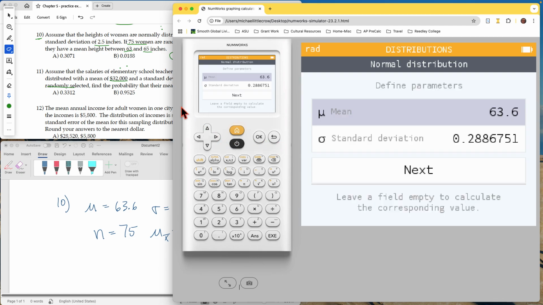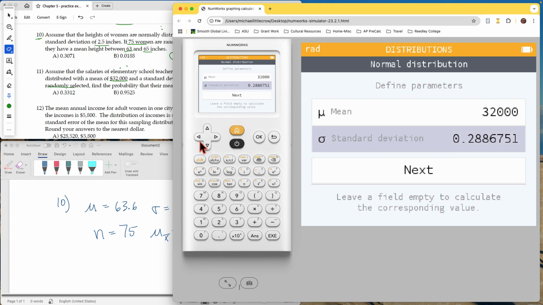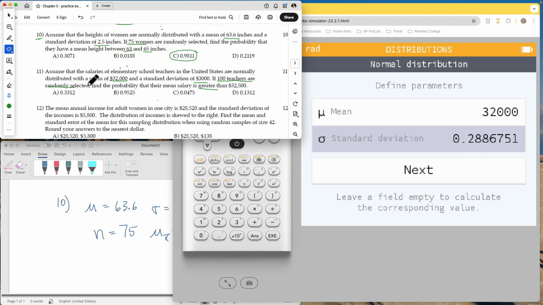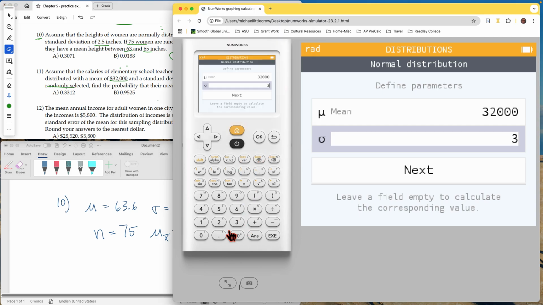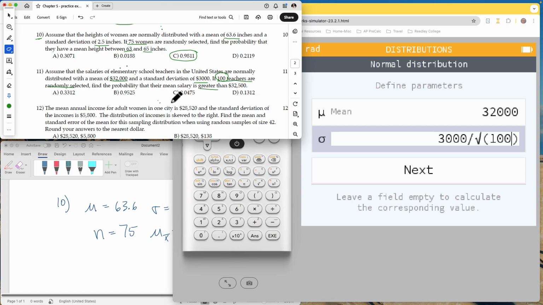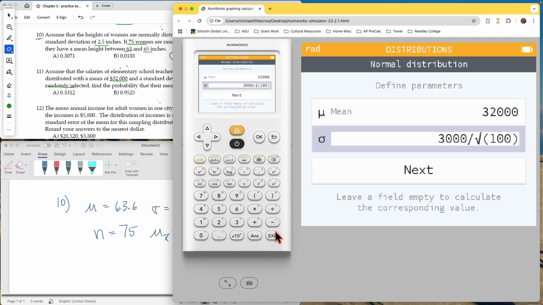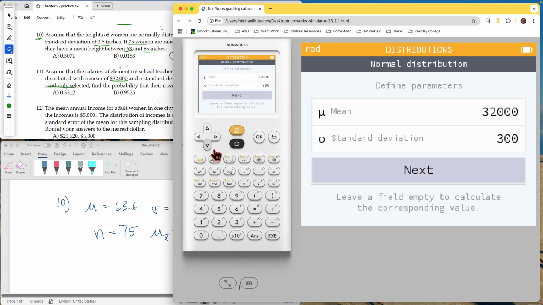You could just say, okay, sampling distribution. So let's change our mean. It's 32,000. In here, we're going to put the standard deviation as 3,000. The sample n is 100. So I could just enter that in here, 3,000 divided by square root of 100. Save ourselves some time, but I'm getting all the values as I enter them. I can check them. Okay, that's 300.